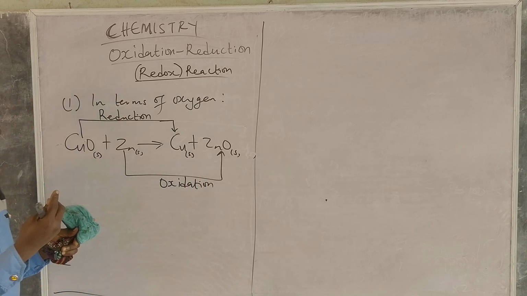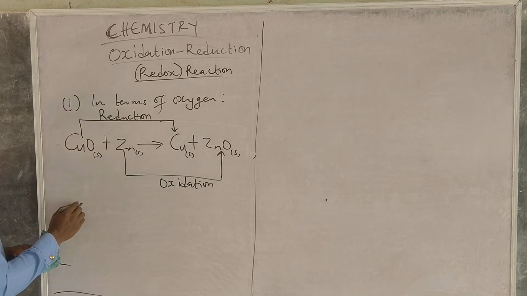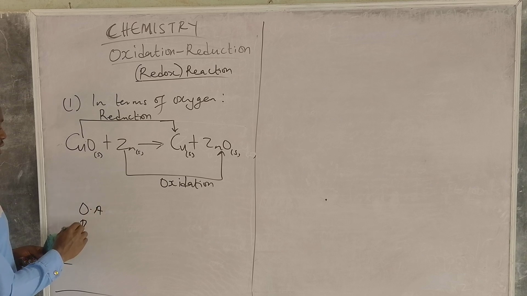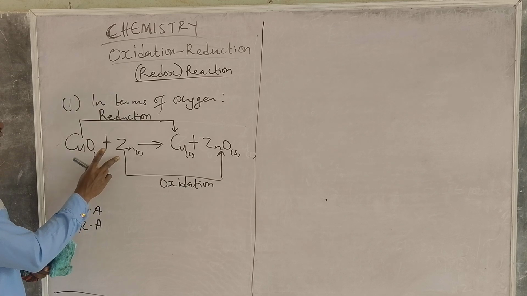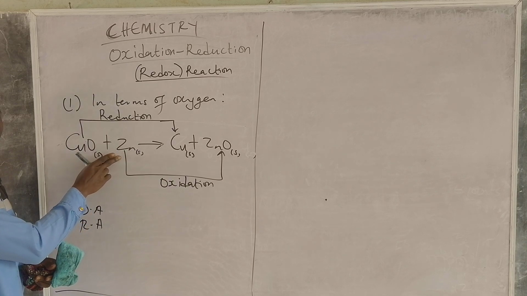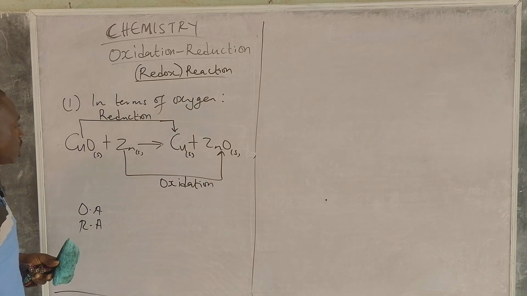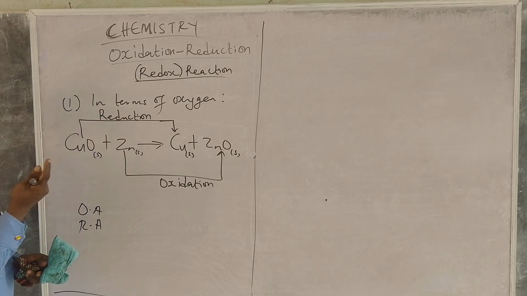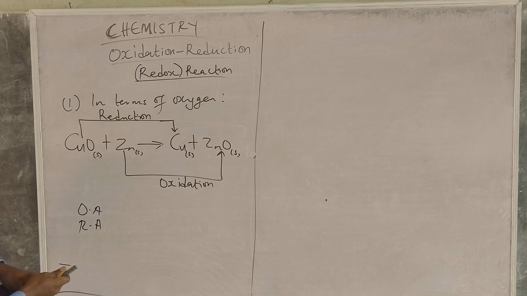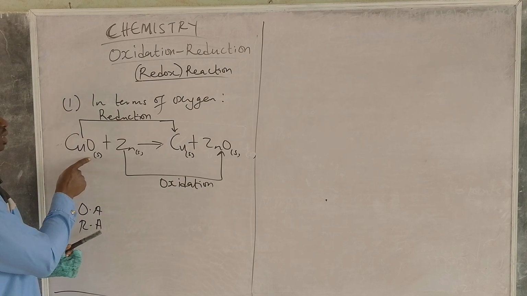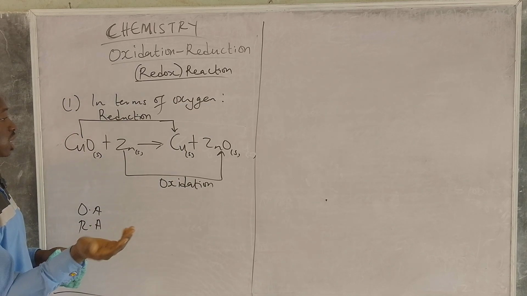So your oxidizing agent, your OA, and your reducing agent, which is RA, are always found on the left hand side of the equation, because that is where the reaction is taking place. All right. So we said the oxidizing agent is the one that is being reduced, while the reducing agent is the one that is being oxidized. So here, which one is being reduced and which one is being oxidized?